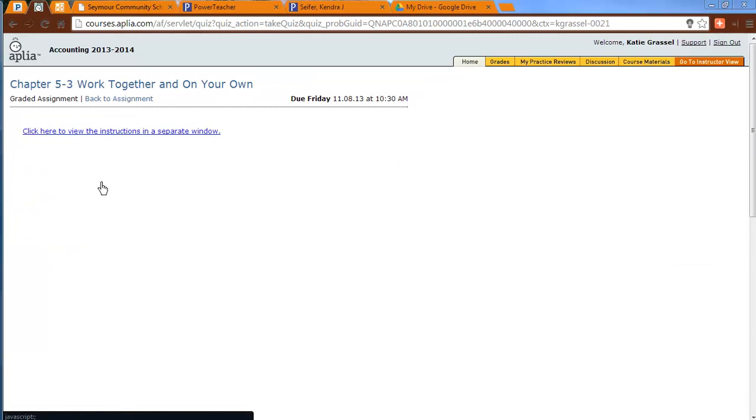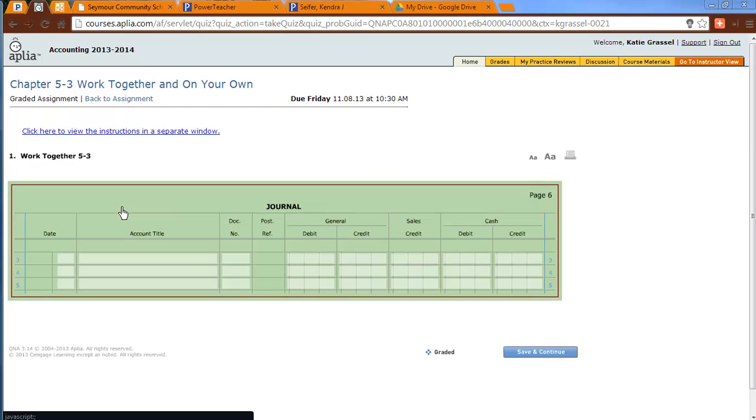All right, work together 5-3. Basically, we're dealing with a chapter that deals with cash controls. And here we have something that we're familiar with. Would you agree? Journal. We've used a journal before. So this shouldn't be something where you're like, oh my God, I don't know what this is.